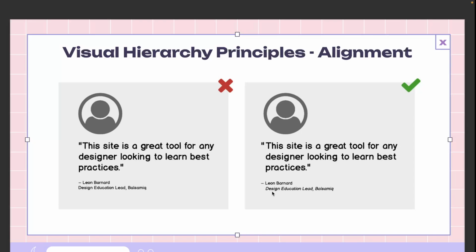That is the designation of Lian, and it is also in italic. So there is a differentiation between the name and the designation. Here there was no differentiation. It's the same font, same color, and same font size also. So there is no differentiation, but here we do. So that is why both alignment and the text and all of that is important.